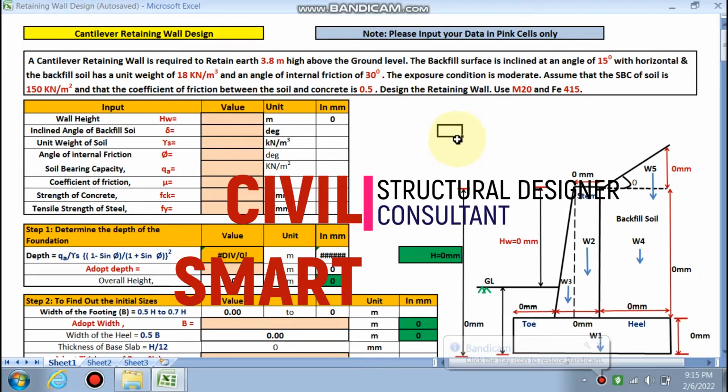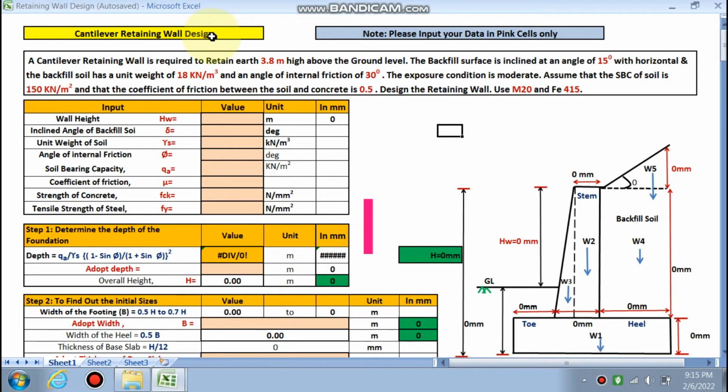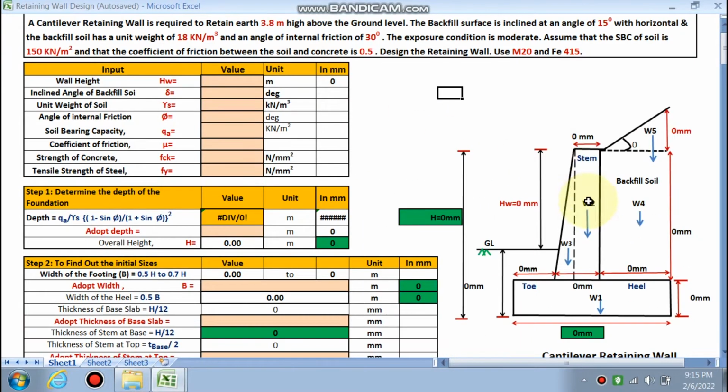Today we are going to design a cantilever retaining wall. This is the cantilever retaining wall. We all know that we have different parts of the cantilever retaining wall. This is the vertical stem, right? This is the toe portion. This one is the heel portion.